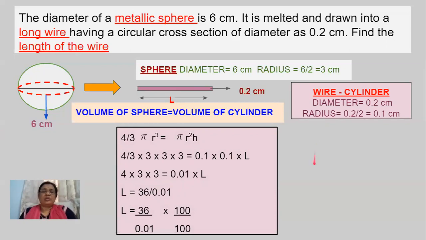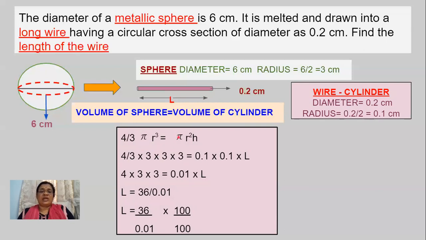This is the problem. Here the volume of the sphere will be equal to the volume of the cylinder. What is the volume of the sphere? It is 4 by 3 pi r cube. And what is the volume of the cylinder? It is pi r square h. So here in this step, you are observing pi, but in the next step the pi is missing, isn't it? So pi is there on both sides. Pi is there on LHS and pi is there on RHS.